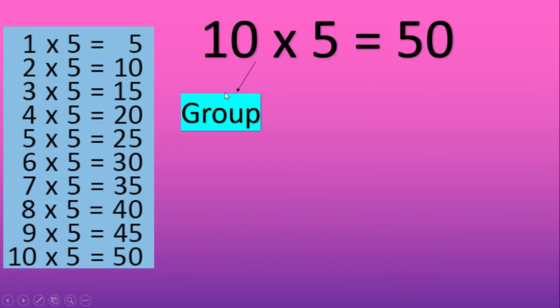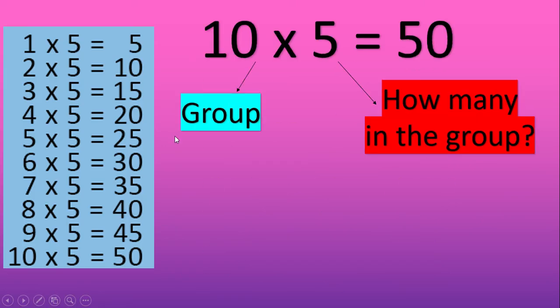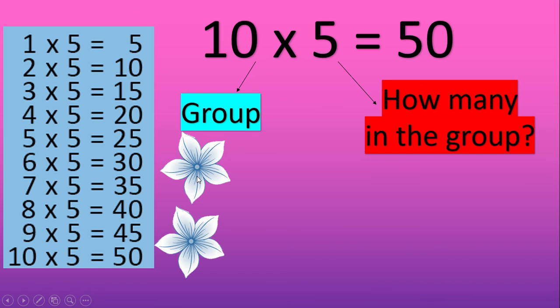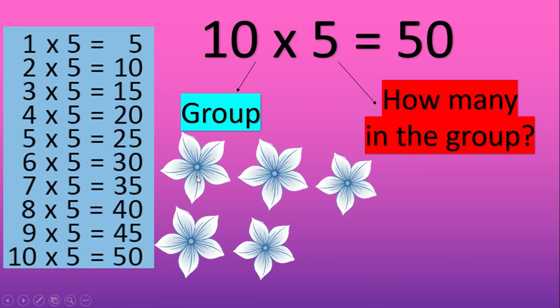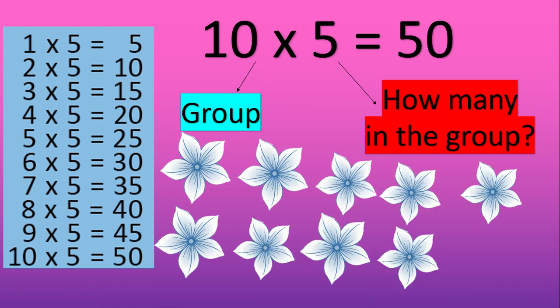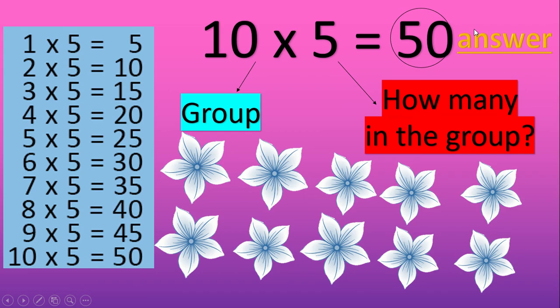Now, lastly, we have 10 times 5. So I have to have 10 flowers with 5 petals. So let's count our 10 flowers. 1, 2, 3, 4, 5, 6, 7, 8, 9, 10. Now let's count in fives: 5, 10, 15, 20, 25, 30, 35, 40, 45, 50. Therefore, the answer is 50.